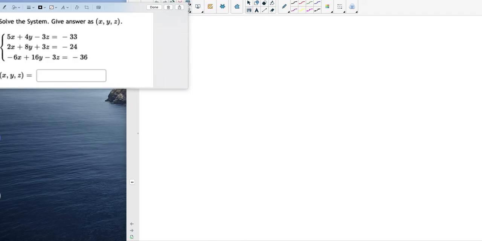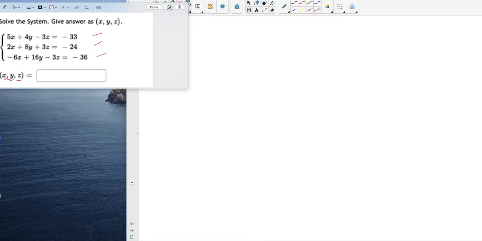Here's the type of problem we have today. All right, so it's 3 equations and 3 unknowns, x, y, and z. There are a lot of different ways to solve this. I'm going to solve this very similar to how the video is solving it, but maybe if I just talk about it, it'll be a little bit easier than what the video is saying.